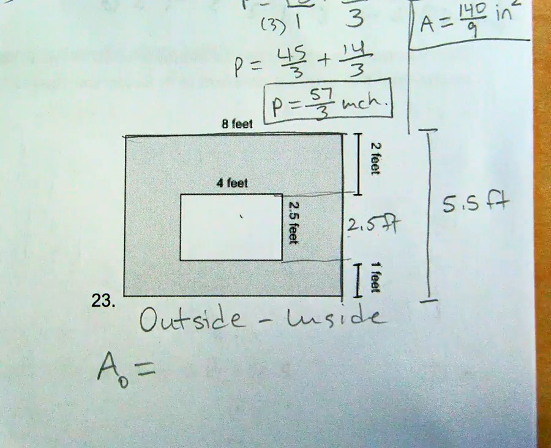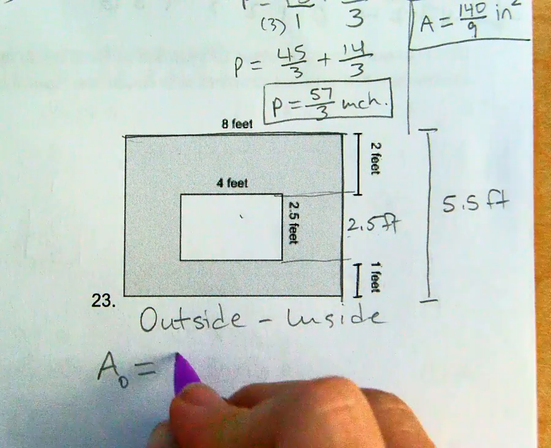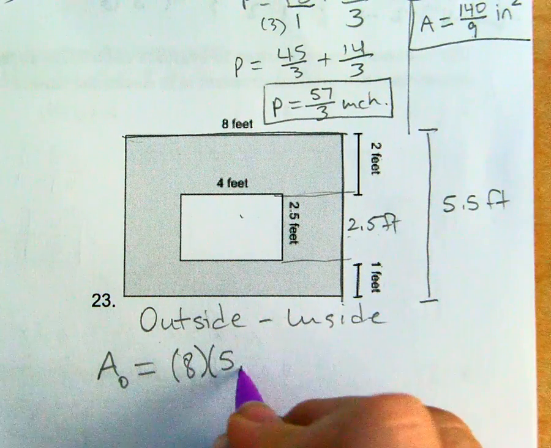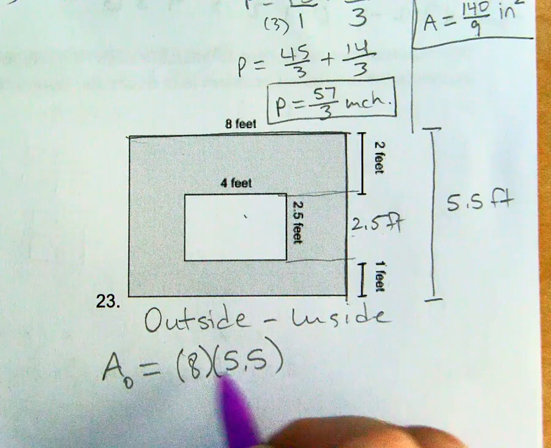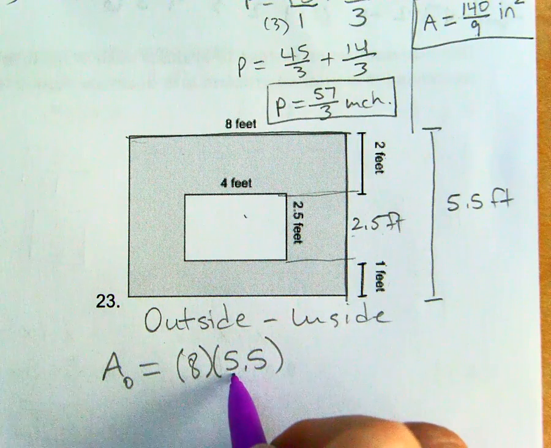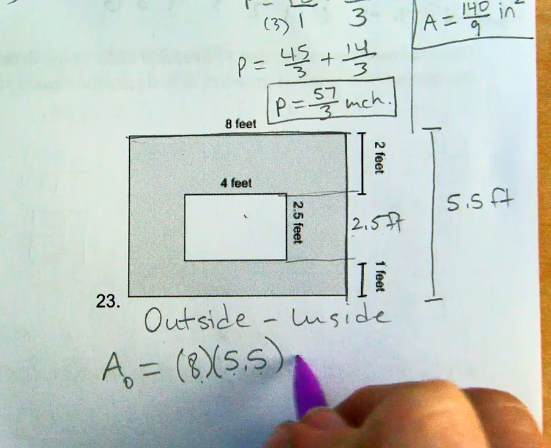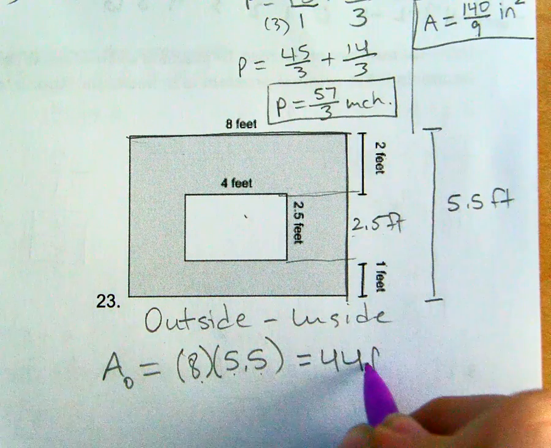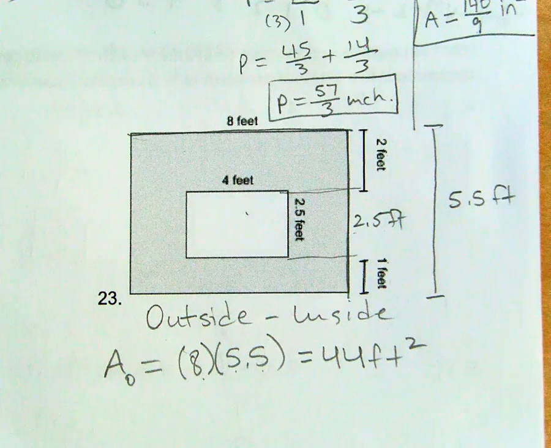Okay, so in order to find the area of the outside, I'm going to multiply 8 times 5.5. So 8 times 5 is 40. 8 times 1/2 is a 4, so that would be 44 square feet. I hope I did that right. It'll be embarrassing if I didn't.